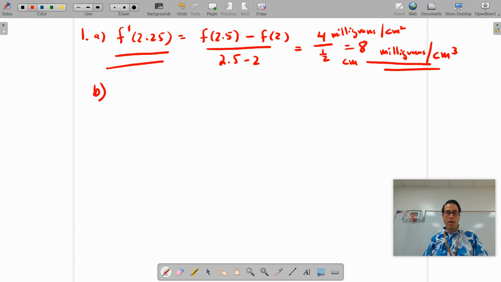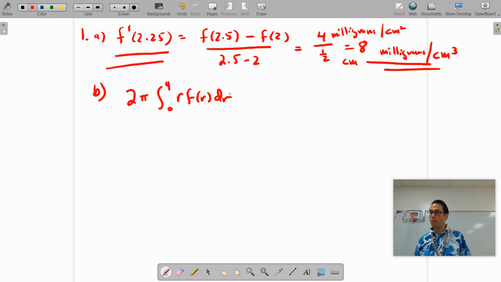Okay. Let me scroll through here to see what part B is asking. Got it right there. Part B says the total mass in milligrams of bacteria in the petri dish is given by the integral expression 2 pi integral from 0 to 4 of, oh snap, they threw a little curveball in here. Remember, I told you they're going to throw some curveballs. But it's just a right Riemann sum. And if you look here, they added an r to it.